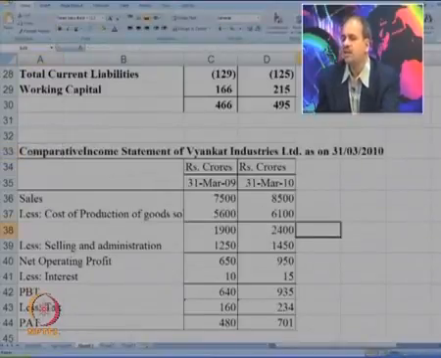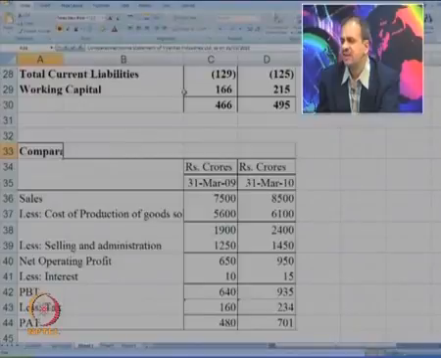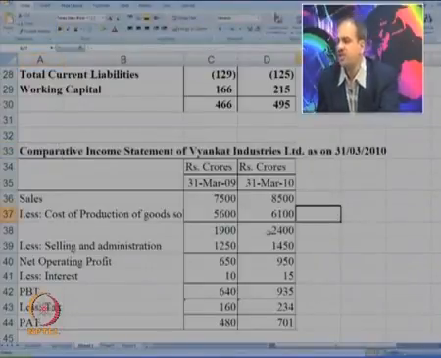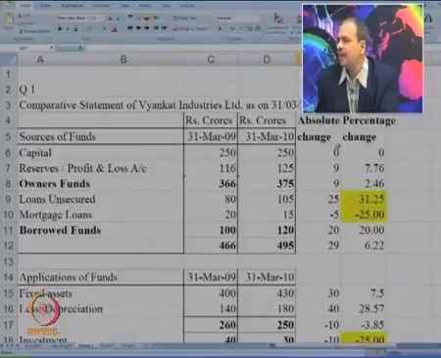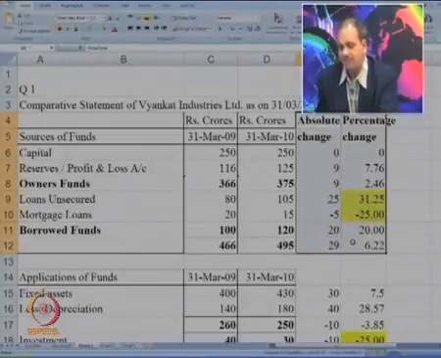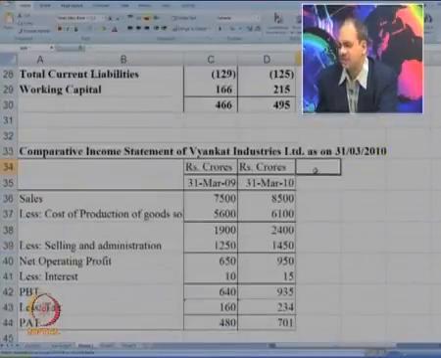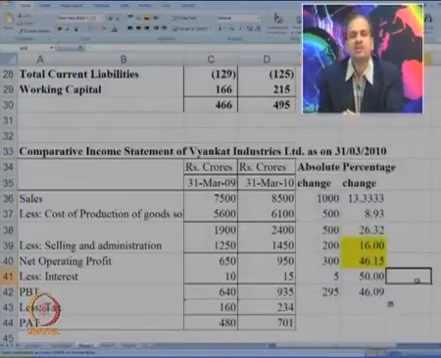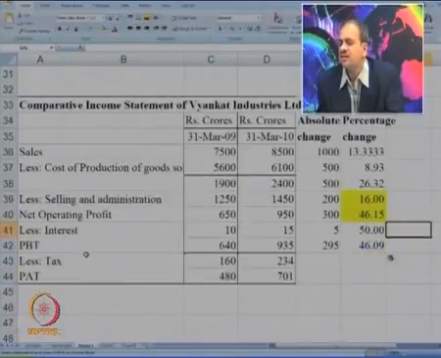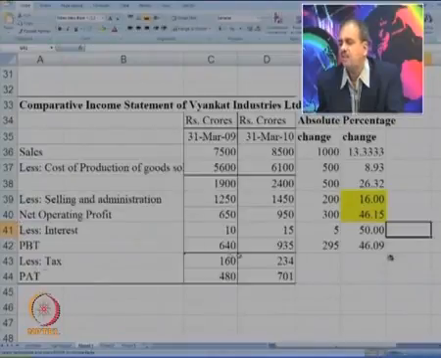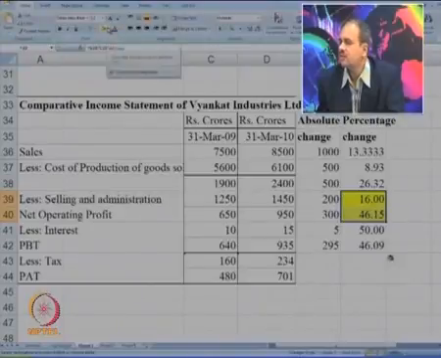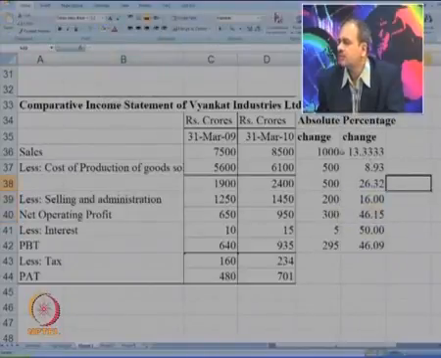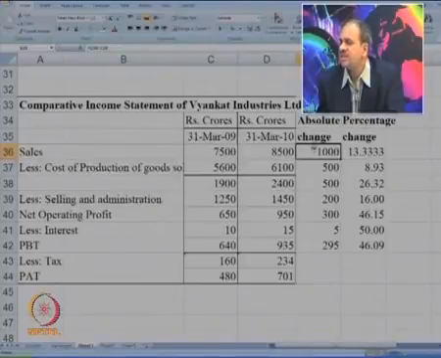Okay. Now in the income statement, as the name suggests, we have taken the income statement information, and similar to the balance sheet, we will find absolute and percentage changes. Now you know the technique, so it should be much easier for you. So you have the data on sales, cost of production, selling, marketing, admin expenses, interest and profits. So what we have tried to do is see the percentage change.